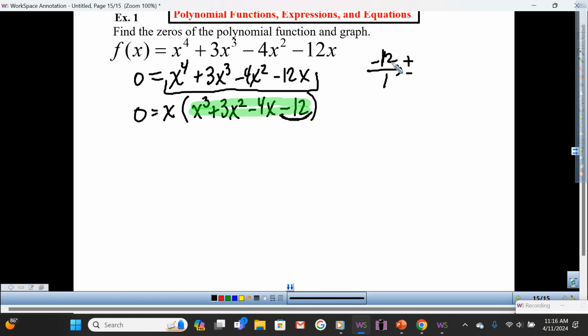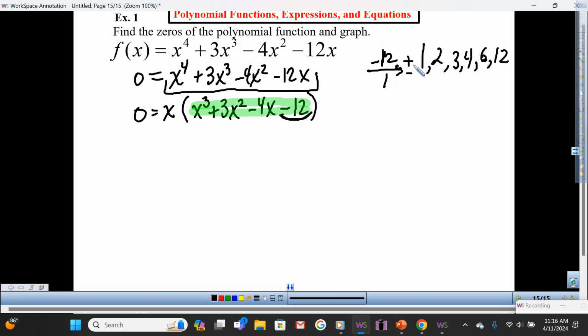of 12. So 1 times 12. What other pairs of factors? 2 times 6. What other pairs of factors? 3 and 4. And since it's over 1, I'm just going to leave it like that. So those are all possible zeros for this. So with that said, y'all ready?